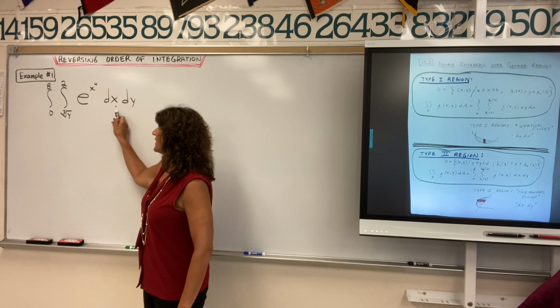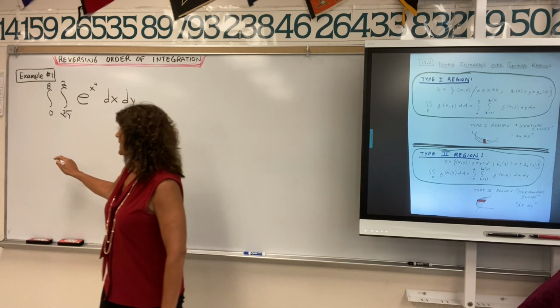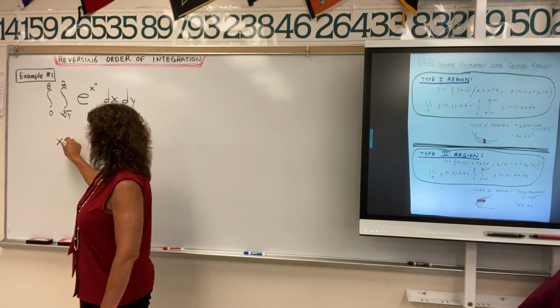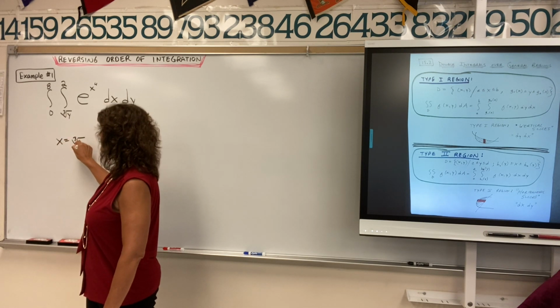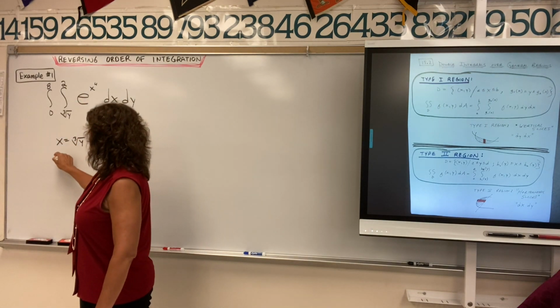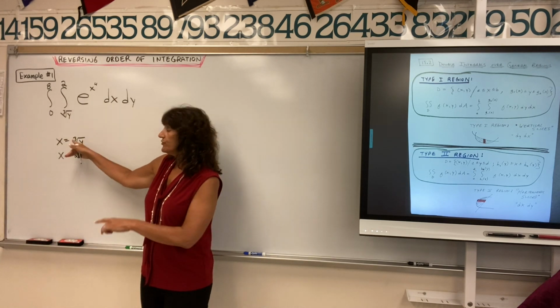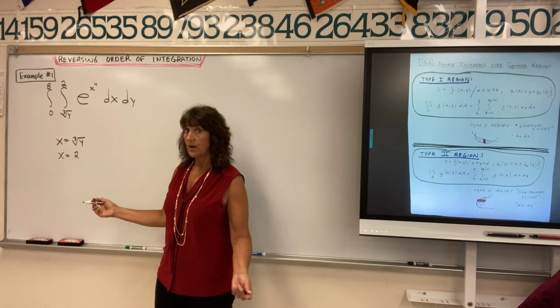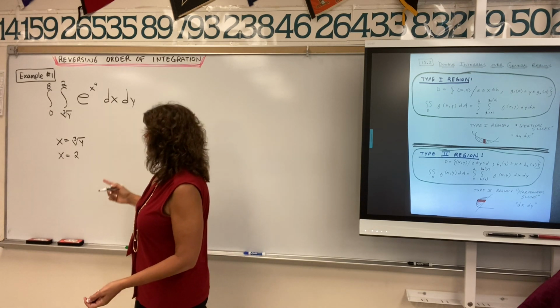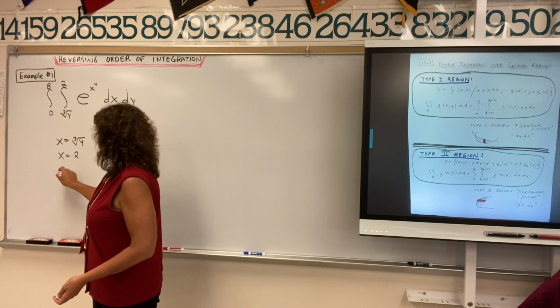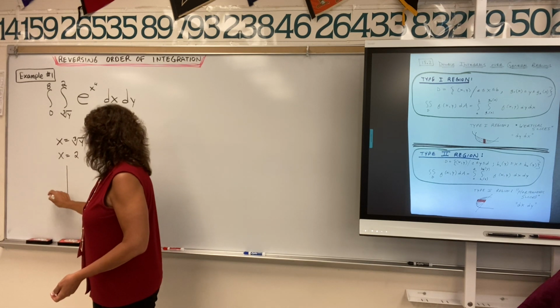So in terms of x, your lower bound is the cube root of y, so x is the cube root of y, and then your upper bound is x equals 2. These are two of the boundaries of our base. And then the y's go from 0 to 8. So let's go ahead and sketch what we have right here.